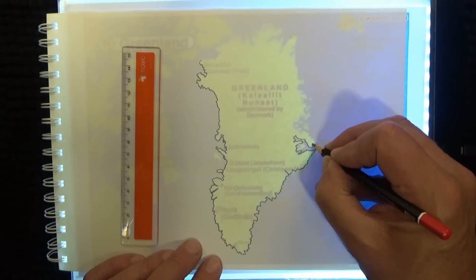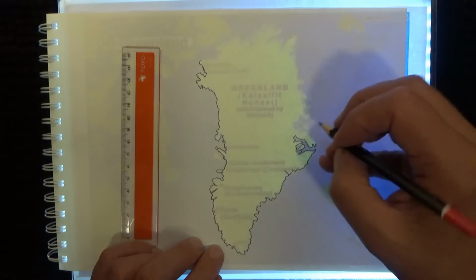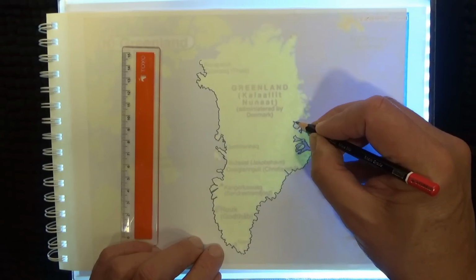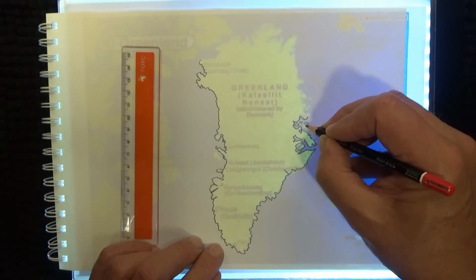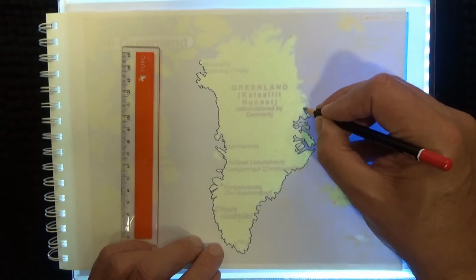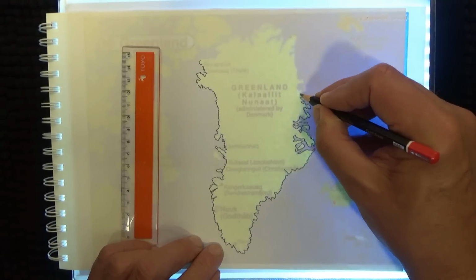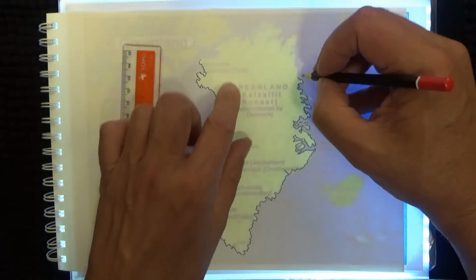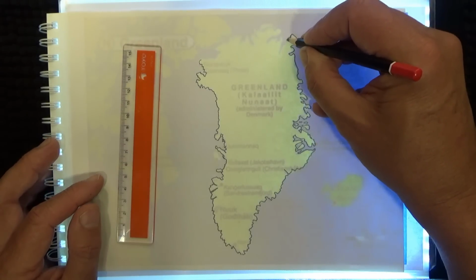Yeah, so it's been in the news. I won't really talk about why it's been in the news, but anyway, I was sort of wondering about Greenland, so when I started thinking about it, the idea of doing a map seemed to be a good idea.